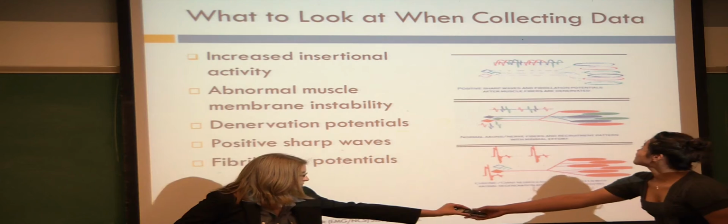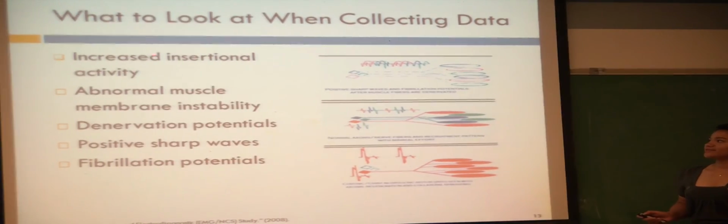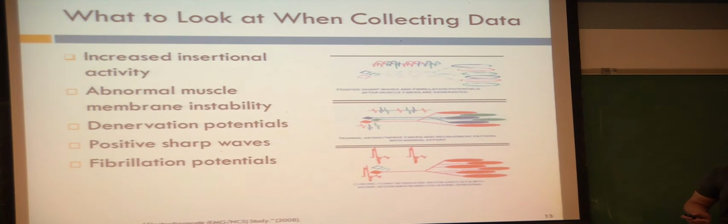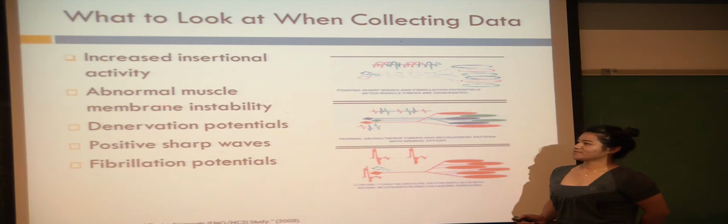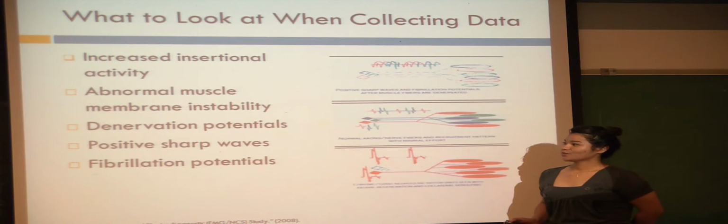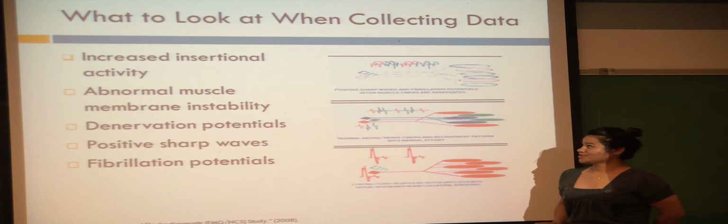So what you want to look at when collecting data is the increased insertional activity, which is the activity that shows up on the EMG when the needle is placed into your muscle. You also want to look at abnormal muscle membrane instability, which includes denervation potentials, positive sharp waves, and fibrillation potentials.